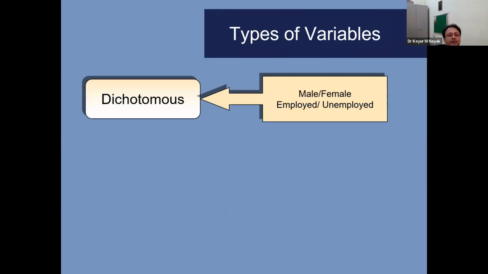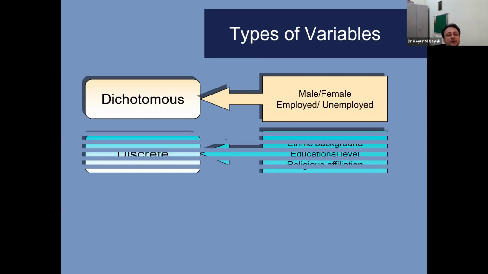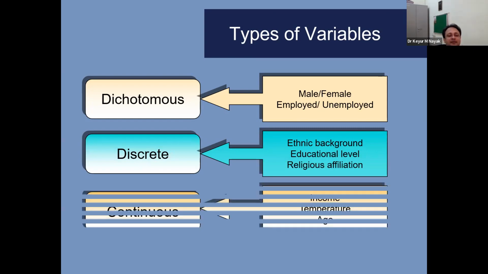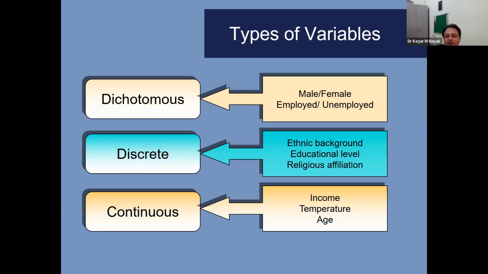So types of variable: dichotomous. Are you aware of the types of variables? Dichotomous means yes or no, true or false, male, female, employed, not employed. These are examples of dichotomous variables. Discrete means you have multiple choice, ethnic background, educational level, religious affiliation, like that. Continuous: income, temperature, age is a continuous variable.